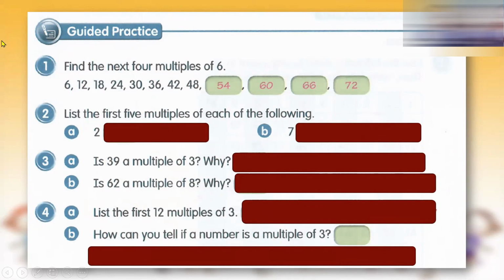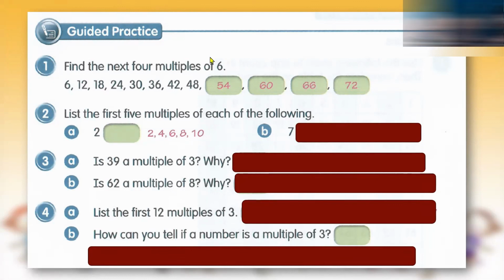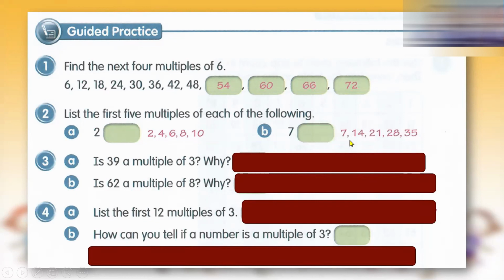Okay, next. Number 2. List the first 5 multiples of 2. Give me your answer. 2, 4, 6, 8, 10. Okay, 2, 4, 6, 8, 10. How about letter B? 7, 14, 21, 28, 35. Okay, 7, 14, 21, 28, and 35.